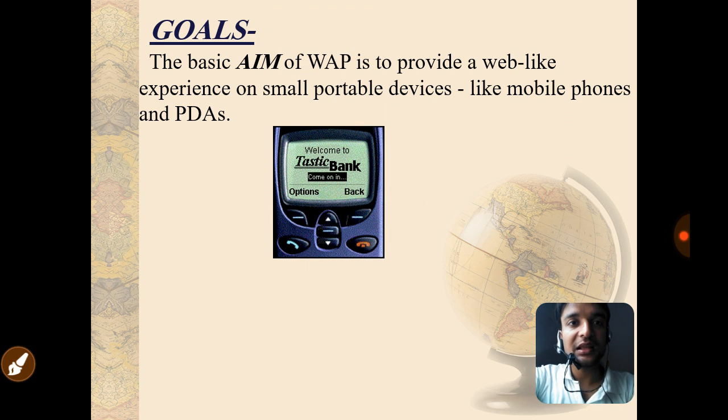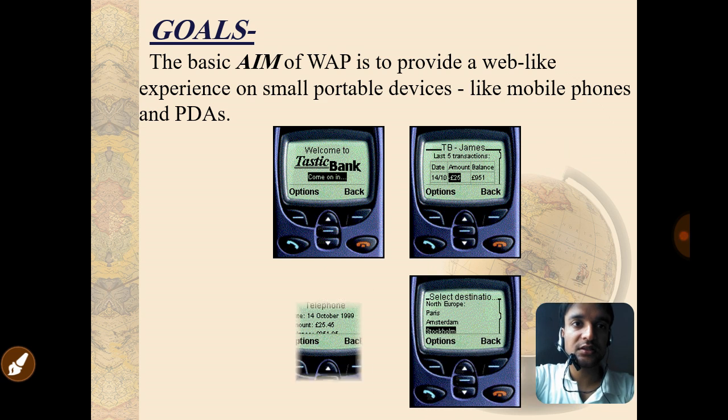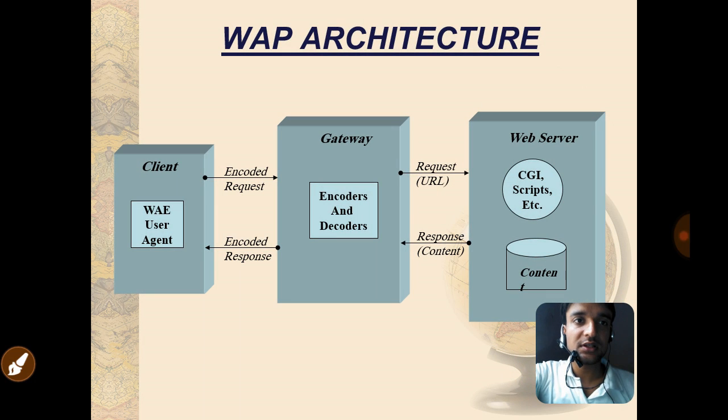Okay. See, this is a small device, isn't it? You cannot see big images. You can only see the text here. So for these small devices, WAP was used. So let's go directly to the WAP architecture.